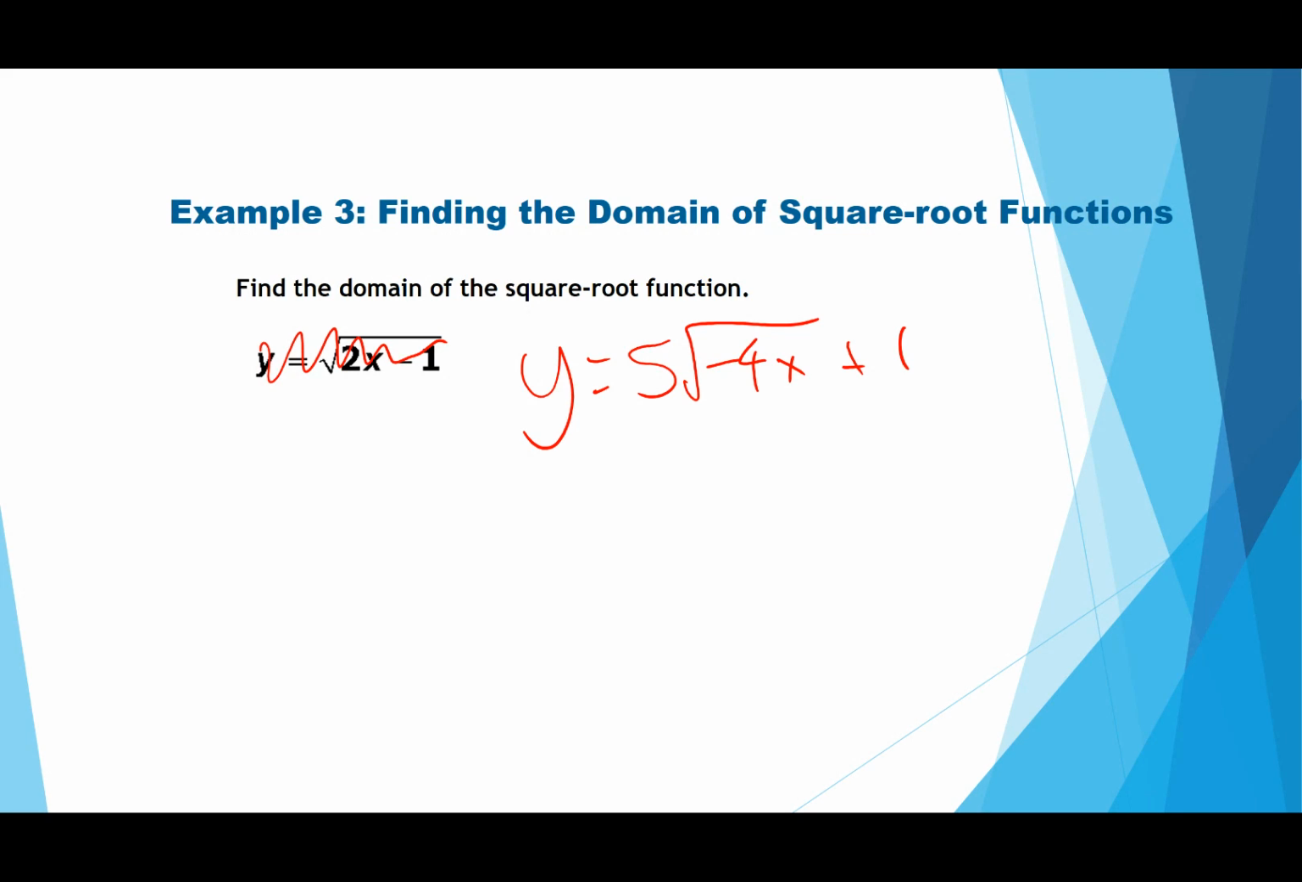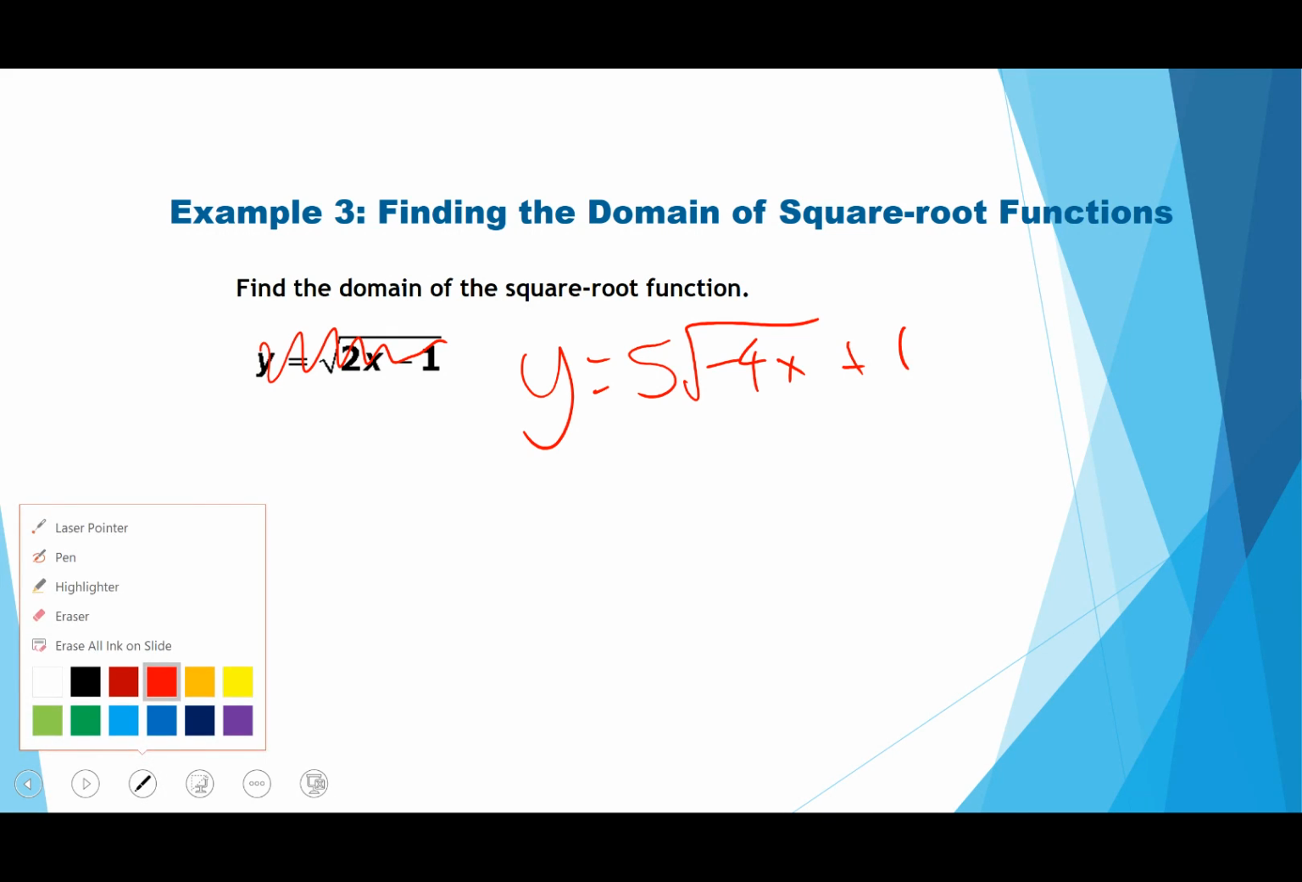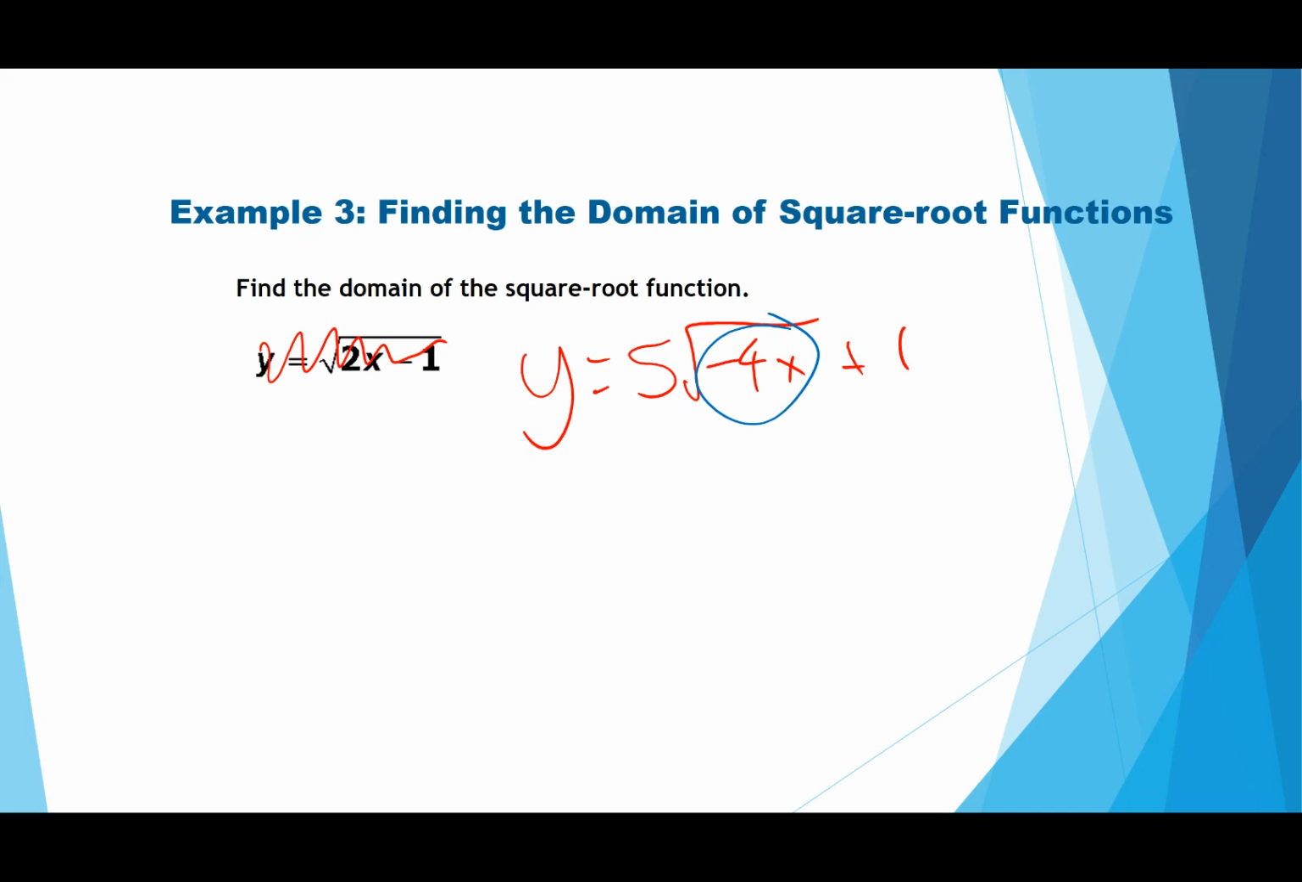So notice how I wrote this. The 5 is in front of the radical. The plus 1 is not inside the radical. The only thing inside the radical is negative 4x. I want to choose this because the other ones didn't have this. So the 5 and the plus 1 don't really matter here because there's no limitations to what they can be.